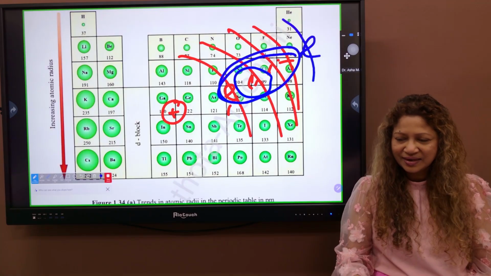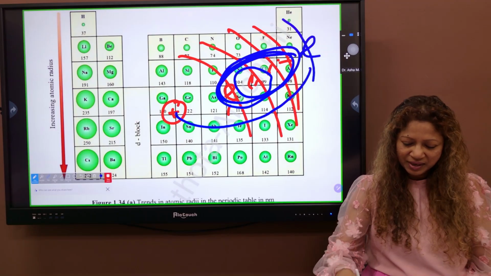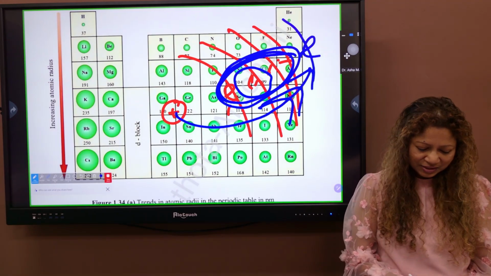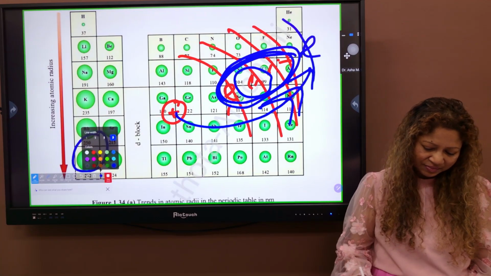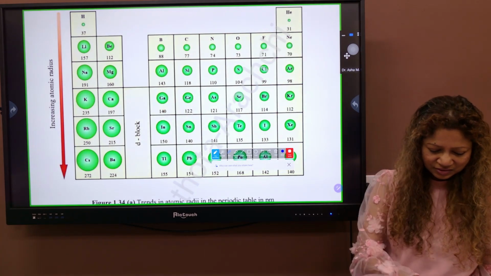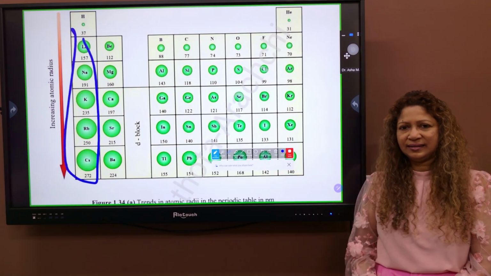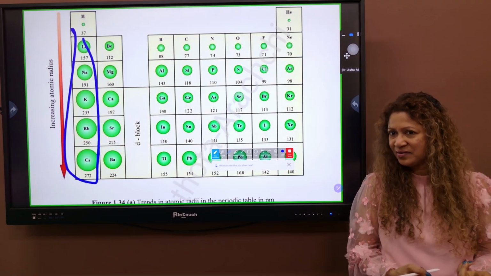Likewise, when inner electrons are greater and greater in number, what happens? The outer electrons are pushed more and more away from the nucleus, so the radius of the atom is increasing. What is the main reason that the radius of the atom increases going down the group? This is not the main reason.